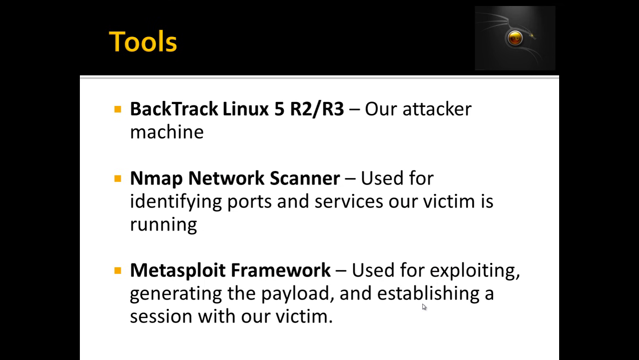Backtrack Linux 5, currently the versions are 3, but R2 and R1 will work as well. Backtrack Linux is a distribution of Linux based on Ubuntu currently, and the beauty of it is its convenience. You can run it live off the CD. Once you download the ISO, just burn it to a CD or put it to USB and it'll run live.